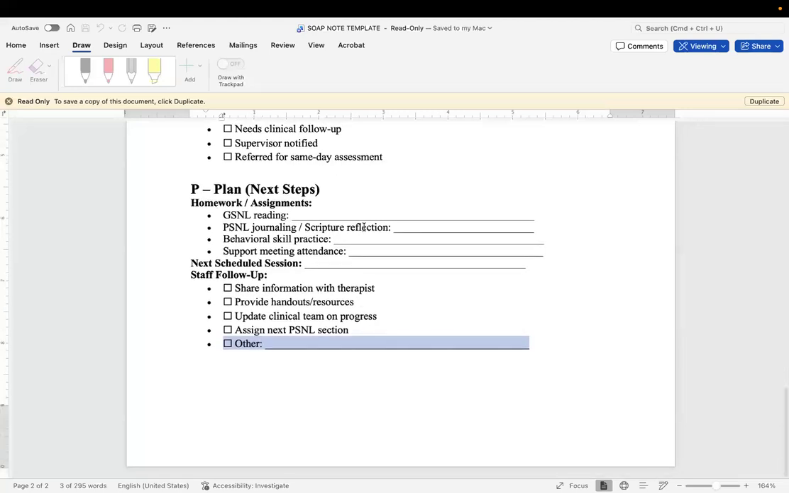And then plan, for GSNL, she's going to do her GSNL reading overnight, like in study hall. She's going to do her PSNL whenever she has study hall. The skill behavior that she's going to work on is going to be listening without interrupting. That'd be a great behavioral skill practice. And then support meeting attendance, again, Adult and Teen Challenge, daily meetings, and program awareness, as well as church group.